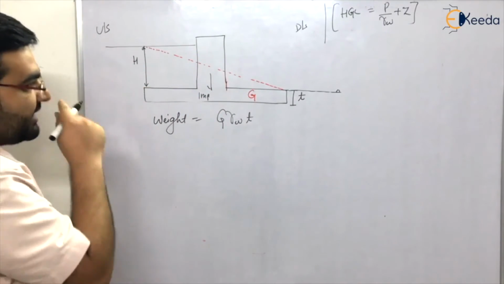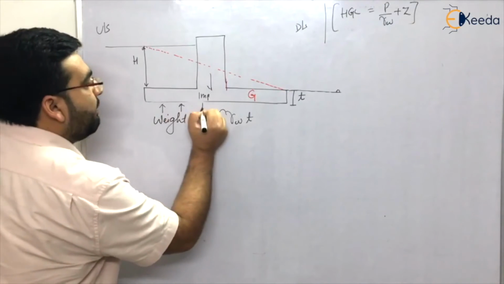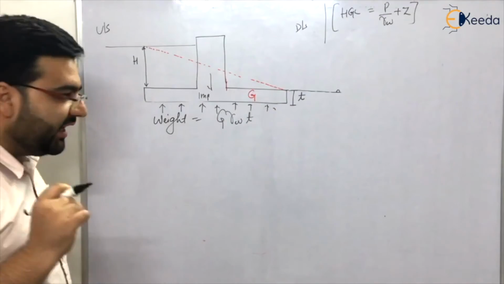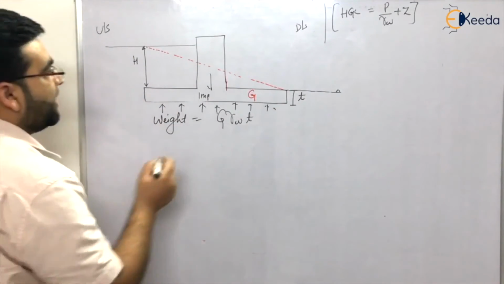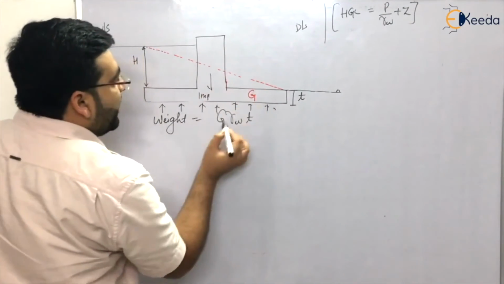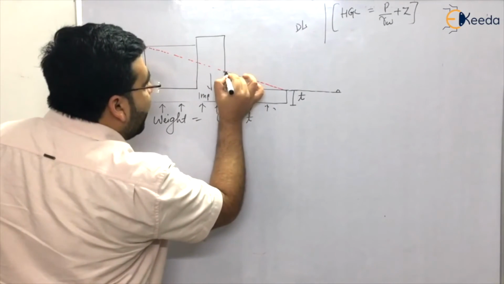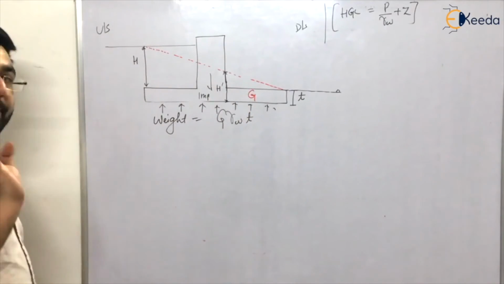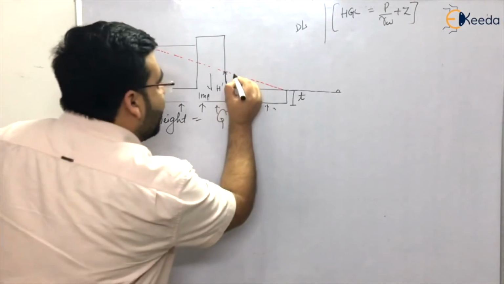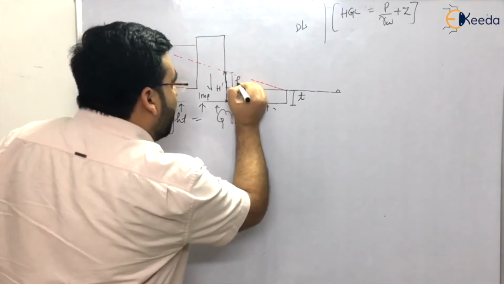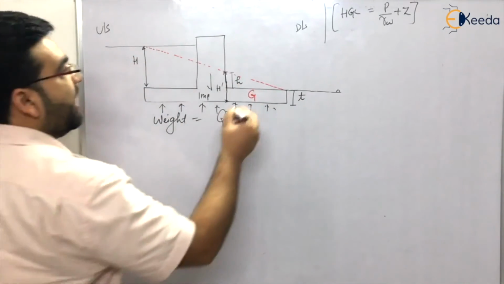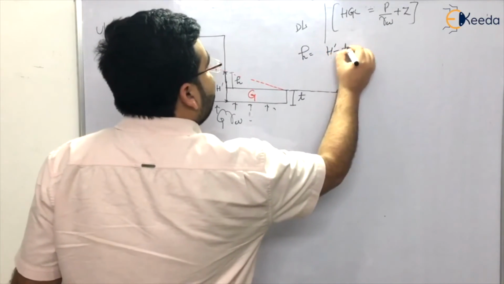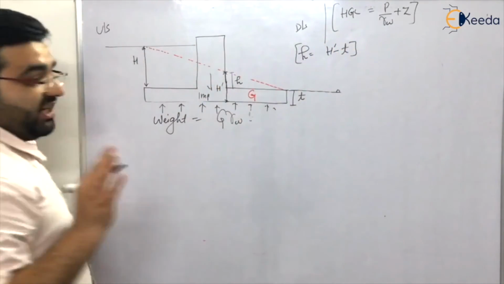Now what will be the unstabilizing force which will be acting from below the weir? Clear? Now how much would that force be equal to? Let us say that the hydraulic gradient line is at a distance of h dash from the base of the weir, and this distance is small h. I can say that small h is equal to h dash minus t.